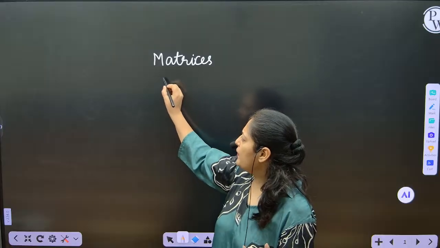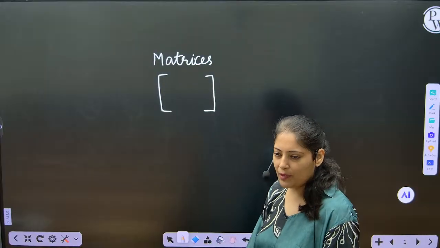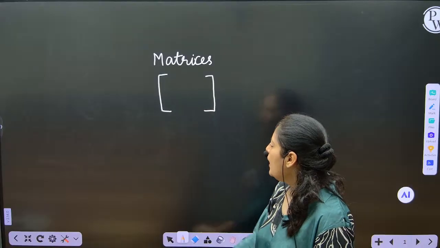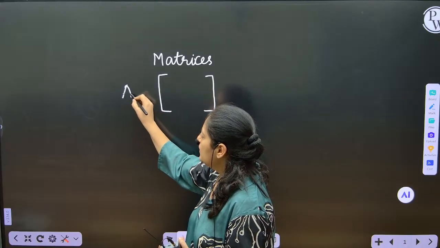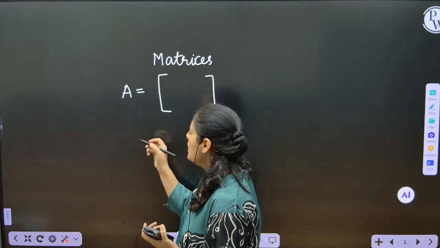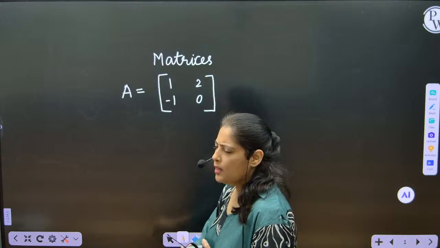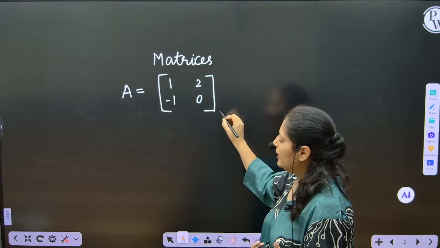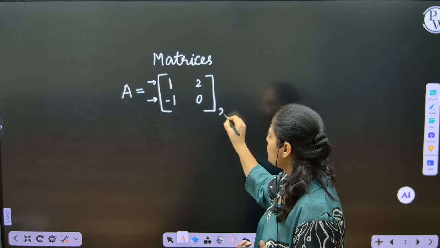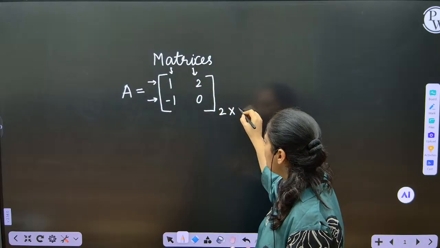We use this kind of brackets. It is not actually a bracket, but I am just saying it in simpler language. One thing I told you, that we will always denote it with a capital letter. So now suppose this is 1, 2, minus 1 and 0. This is a matrix, and I told you to write the order here. How many rows are there? 1 and 2, 2 rows. How many columns are there? 1 and 2, 2 columns.